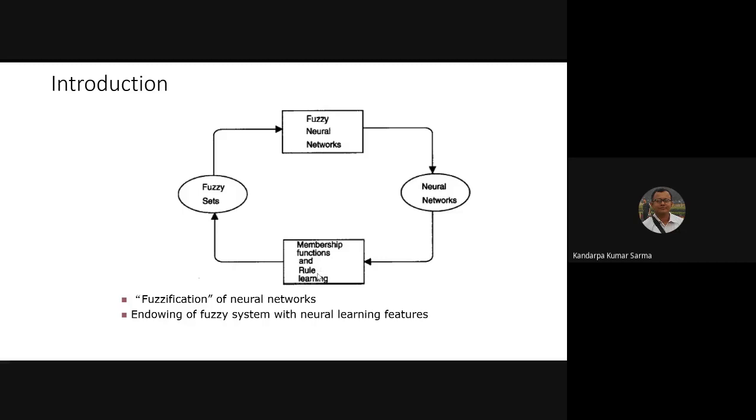Now the fuzzy sets will be receiving responses from the membership functions and rule learning block. So this particular stage of rule learning rate and membership function shall be feeding a fuzzy set, and that particular fuzzified form will be driving a neural system. If a fuzzified form of representation drives a neural network, that will be called a fuzzy neural network. So fuzzification of neural networks gives rise to the fuzzy neural network.